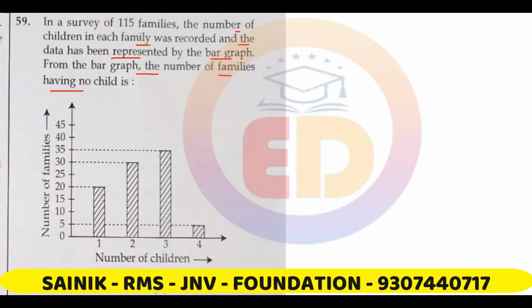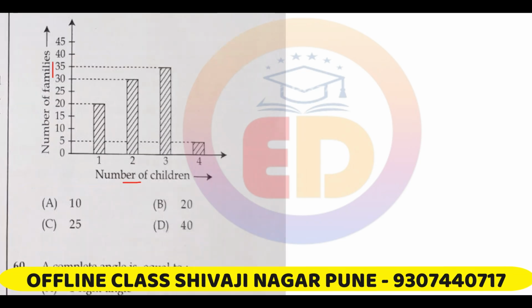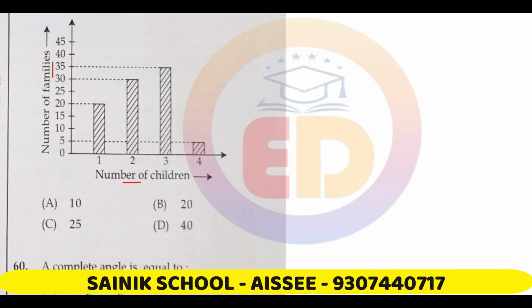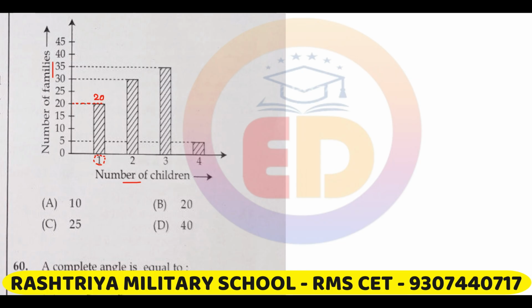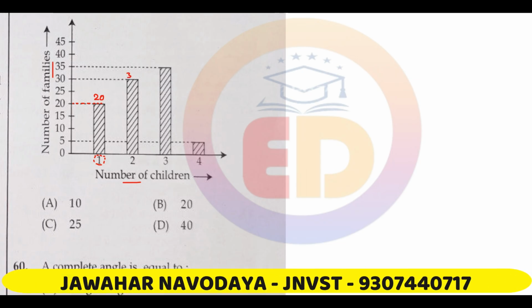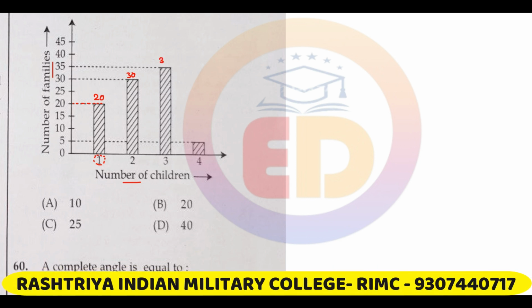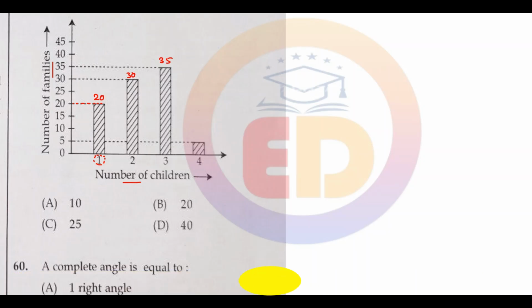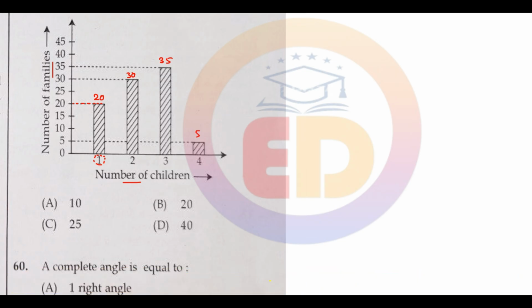so there are number of families on this y-axis and number of children in the x-axis. The first it says how many have one child. You can see that this bar is coming till 20. So there are 20 families, they have only one child. So there are 30 families having two. There are 35 families having 3 children, and there are 5 families having 4 children. So they are asking how many families have no children.